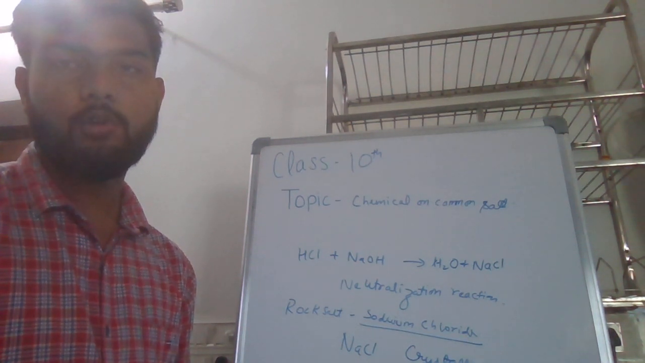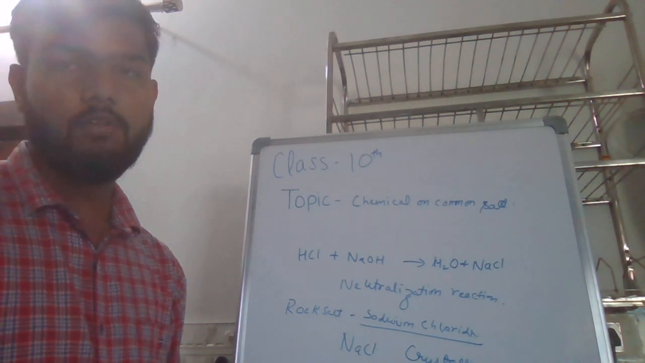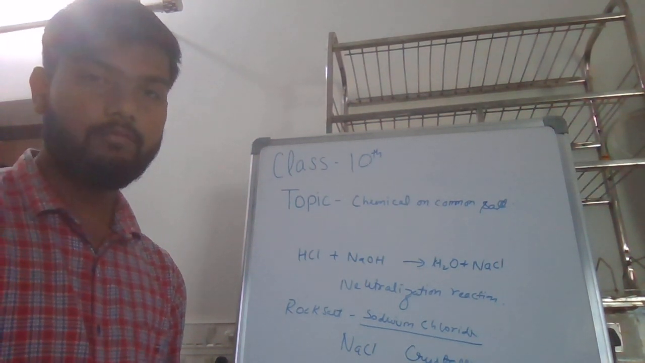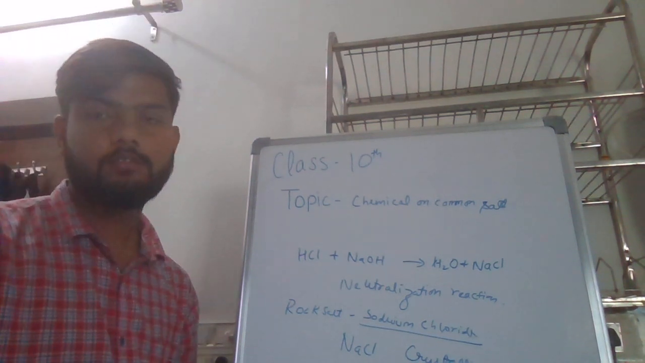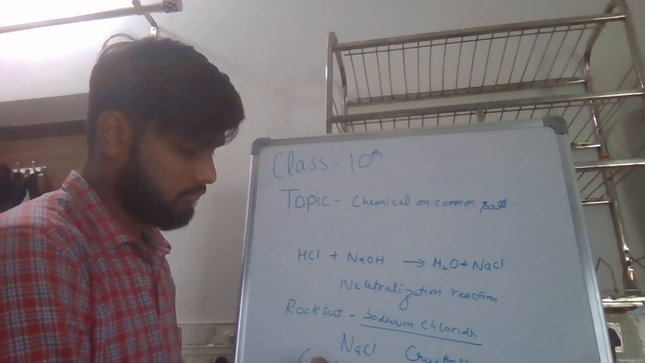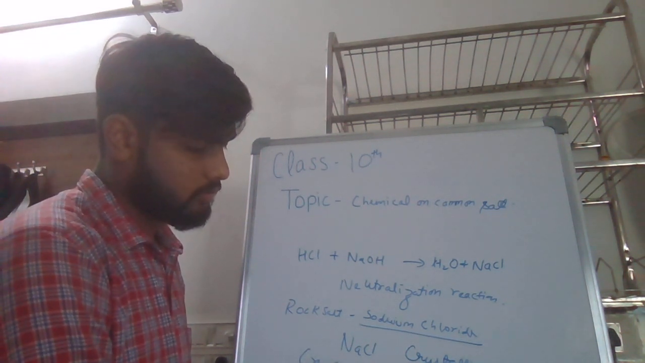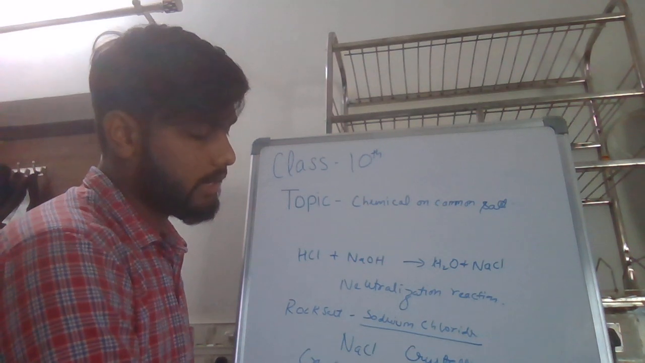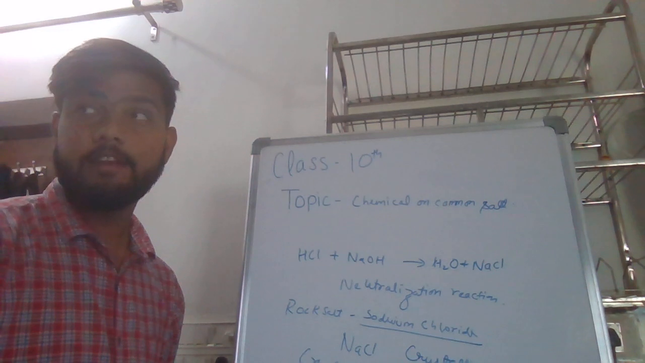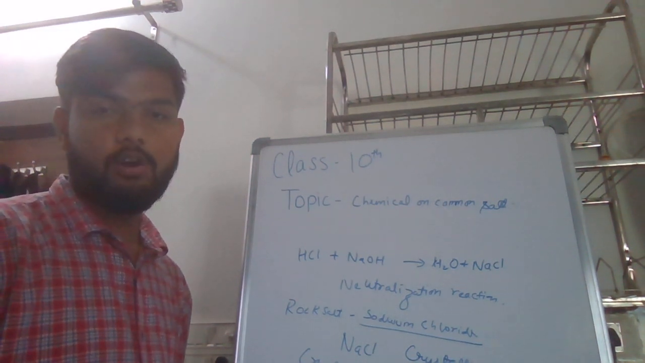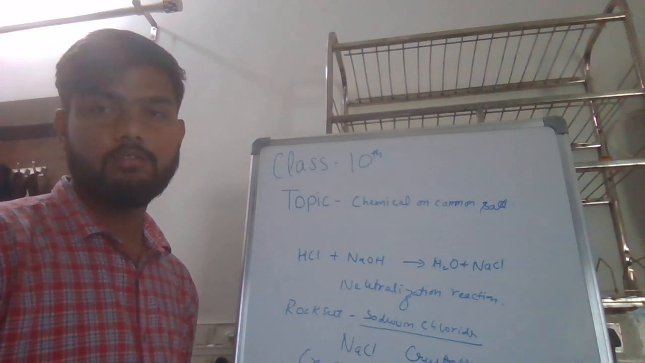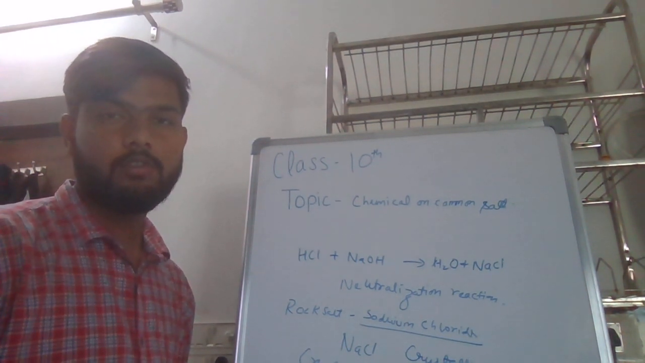Here is one question for you: the physical state of sodium chloride is a dash form. The answer is crystalline solid. The physical state of sodium chloride is a crystalline solid form. I hope everyone is clear till now. Let's move further.